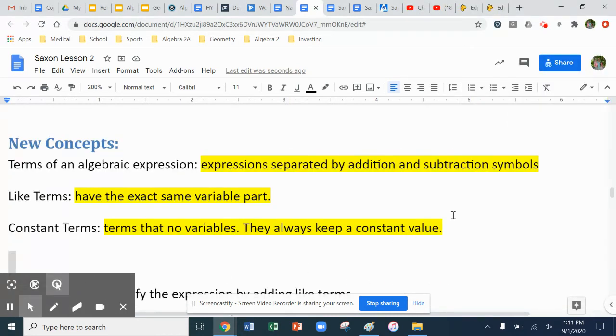The second half of our learning target is we are going to take a look at combining like terms, and to do that we first have to talk about an algebraic expression. So algebraic expressions are expressions that are separated by addition and subtraction symbols. So going back to your lemonade example, so you had 0.25, 25 cents per cup of lemonade.